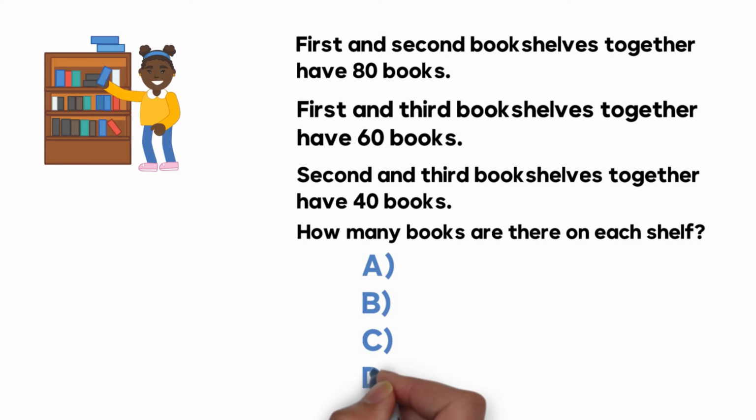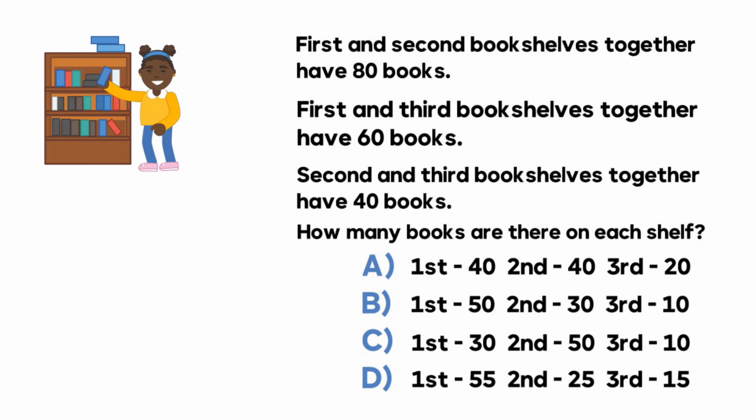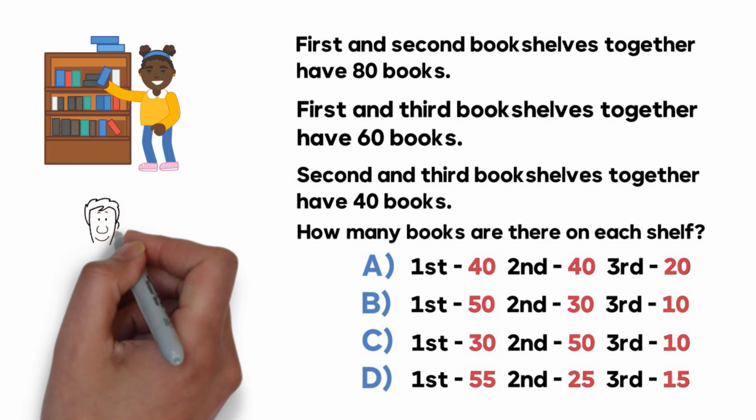You have 4 different choices. For the first, second, and third bookshelves, in choice A, you have 40, 40, and 20. In choice B, 50, 30, and 10. In choice C, 30, 50, and 10. And in choice D, 55, 25, and 15. Do you see the answer? Can you calculate it?